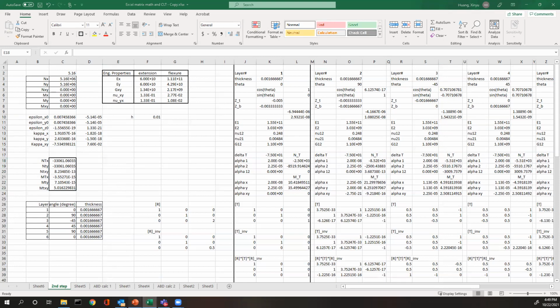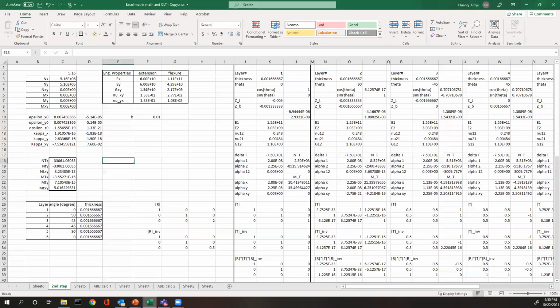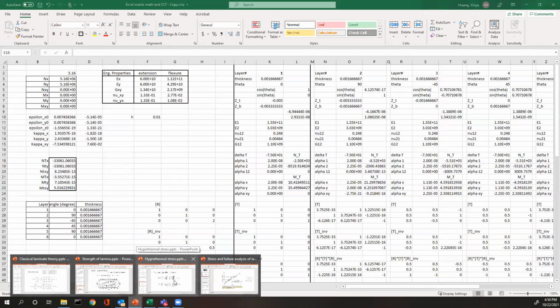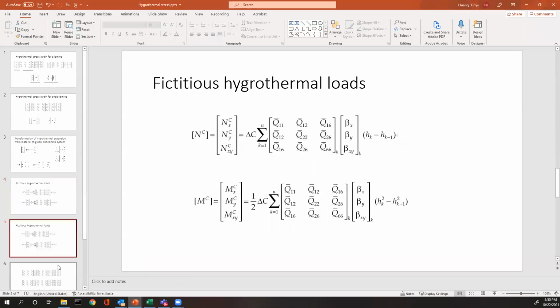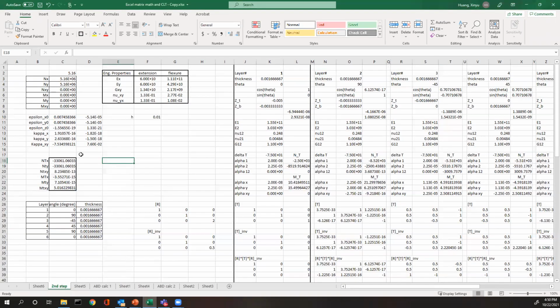All right, then I keep following the formulation. I have NT and MT, sum them up. MT will involve h squared minus h squared. This is very similar to ABD building, so you gotta pay attention. This is h squared minus h squared, okay. Once I figure out MT, NT, I need to calculate this epsilon 0 and kappa, okay, which is over here.